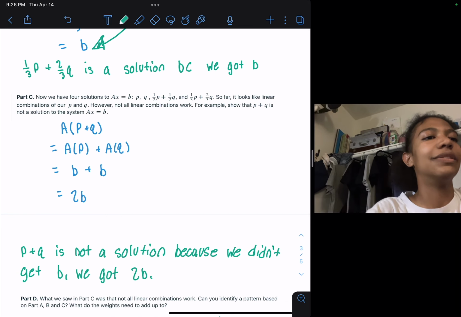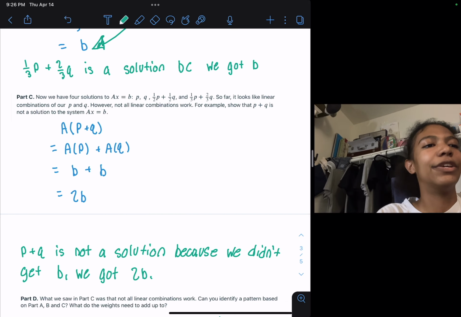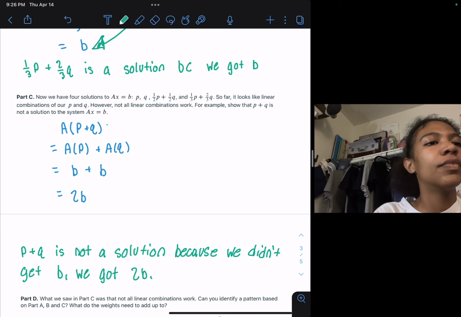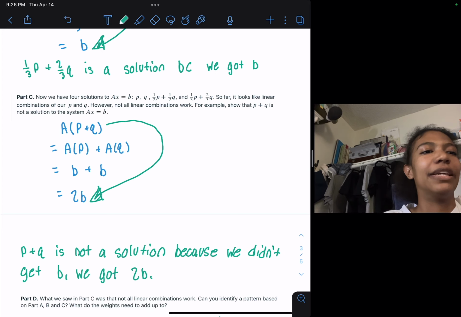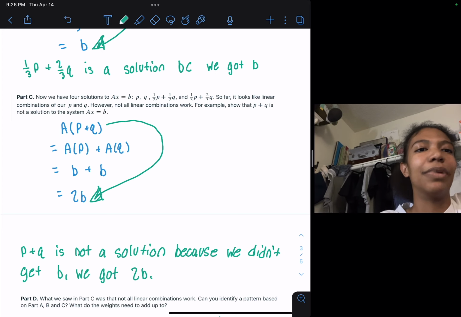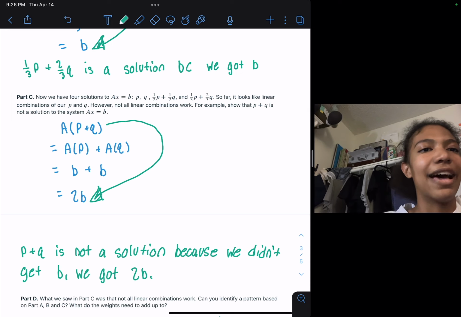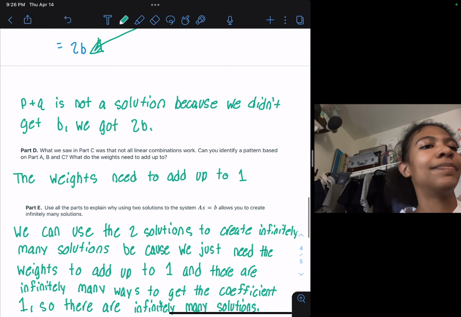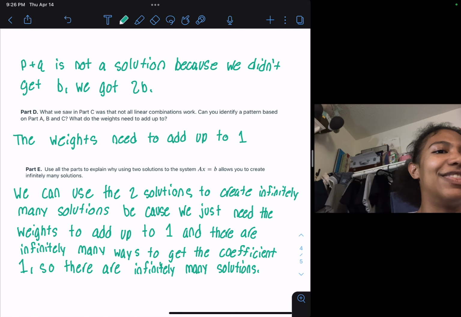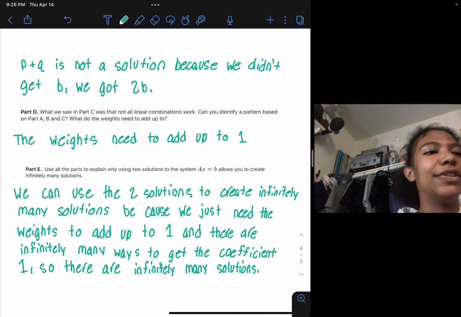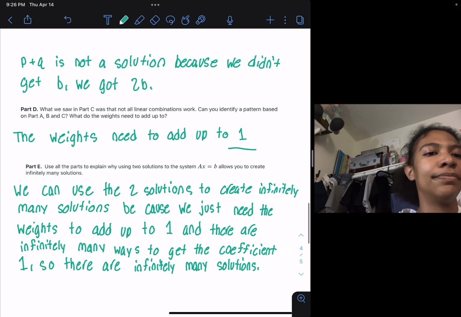But with just p and q, we get 2b. So that's not a solution because we didn't get b. So that means p plus q can't work, and that not all linear combinations of p and q work. So basically that means that the weights on p and q just need to add up to 1, and then it'll work.